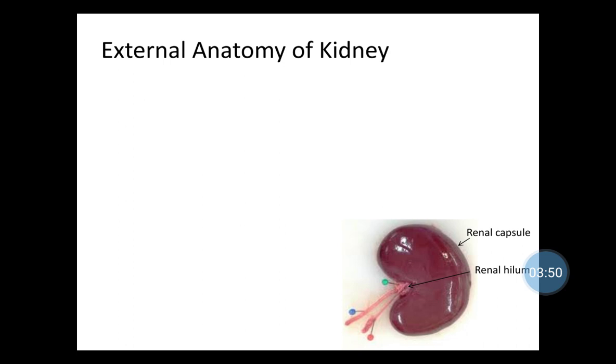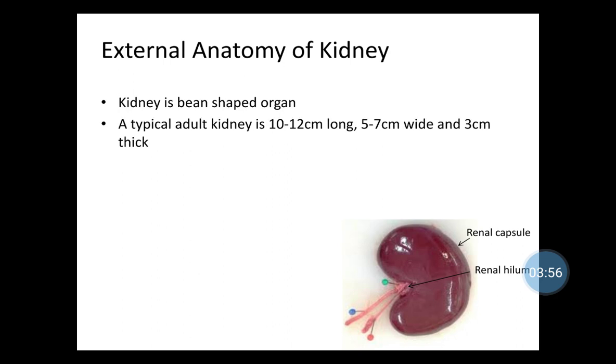Now we see the external anatomy of kidney. Kidney is the bean-shaped organ. The size is about 10 to 12 cm long, 5 to 7 cm wide and 3 cm thick. It is about the size of a bar of soap. Then the weight of the kidney is about 130 to 150 gram.